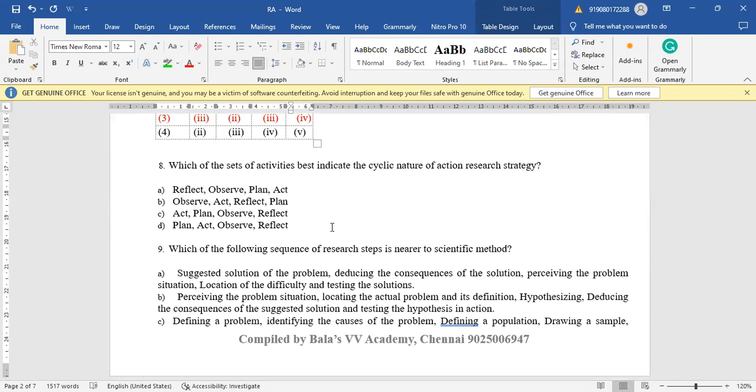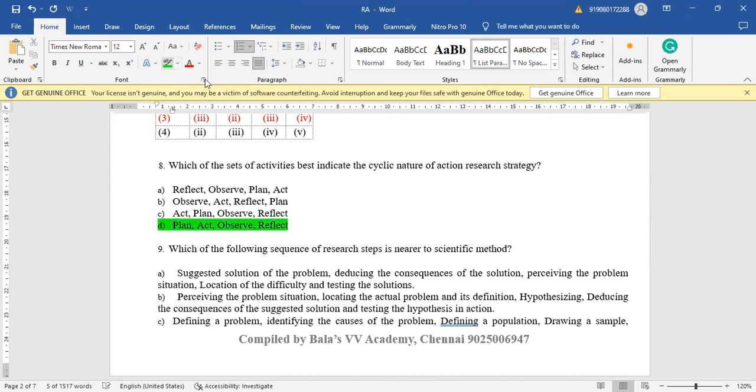Next one is pretty easy. Which of the following is an action research strategy? Option D, very good. Even without reading it fully you can answer this, because planning is the first stage, then act on it, observe it, then reflect.